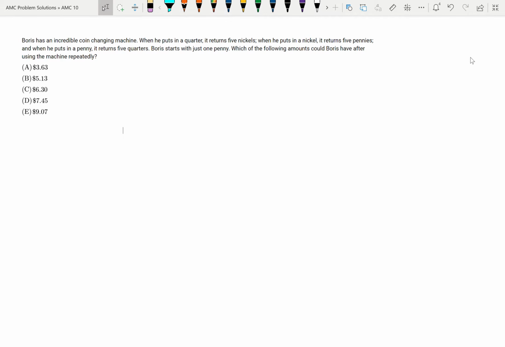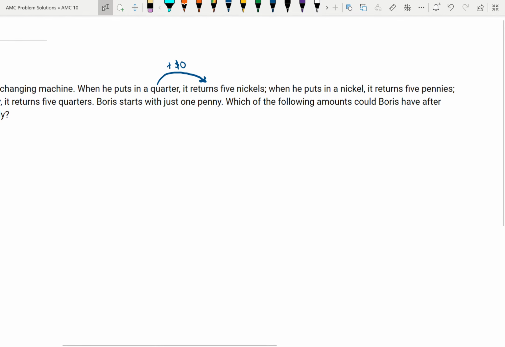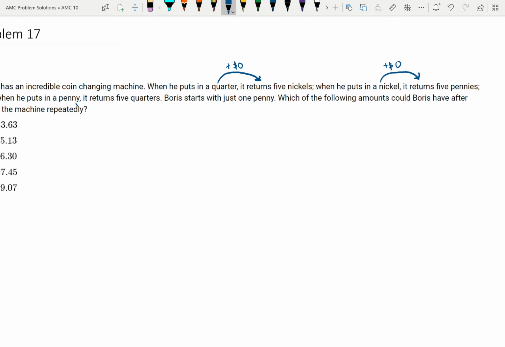So one interesting pattern to note here is, when he puts in a quarter, it returns 5 nickels, so the amount of money you have isn't changing. It's plus $0. And when he puts in a nickel, that turns into 5 pennies. So again, the amount of money you have isn't changing. But when he puts in a penny, the amount of money that you have is changing.